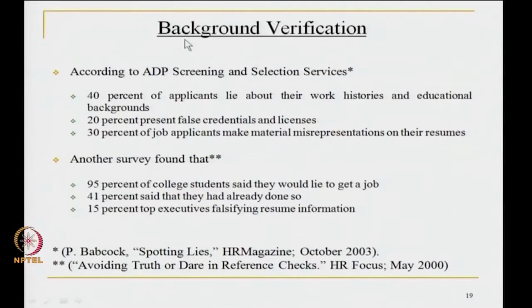Selection processes also have to do with background verification. According to ADP Screening and Selection Services, 40% of the applicants lie about their work histories and educational backgrounds.